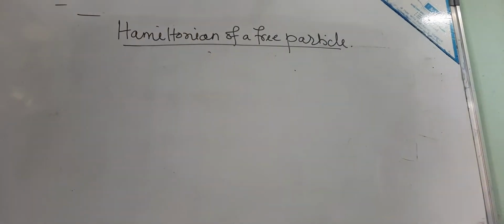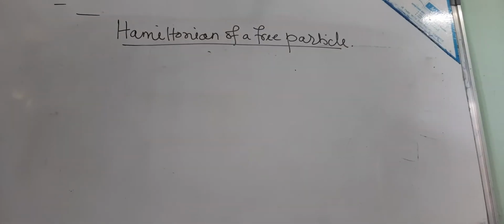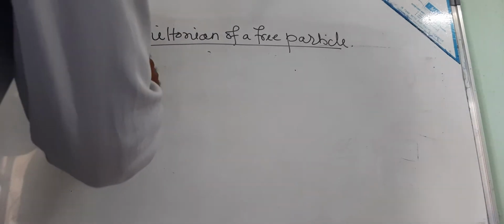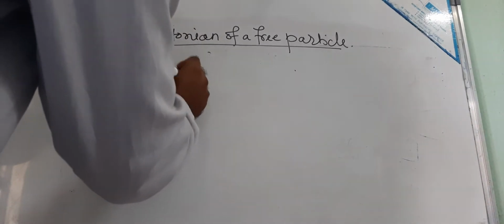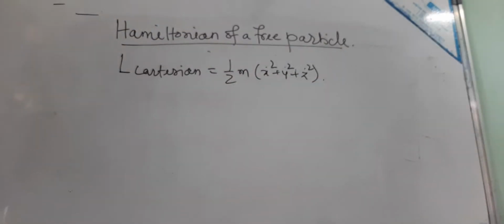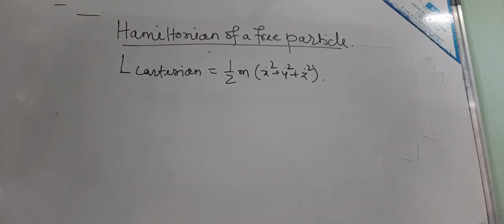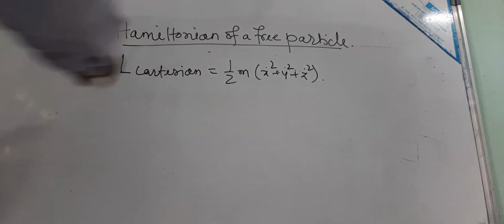in order to find the Hamiltonian of the free particle, first we will find the Lagrangian. We will be talking about three systems: the Cartesian, the cylindrical, and the spherical. The Lagrangian in the Cartesian coordinates is half m (x dot square plus y dot square plus z dot square), that is half m v square, where v equals dx by dt, so vx, vy, vz.